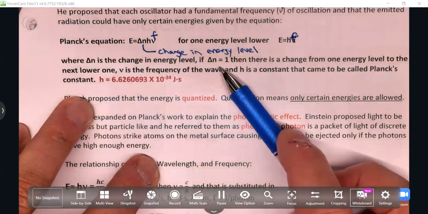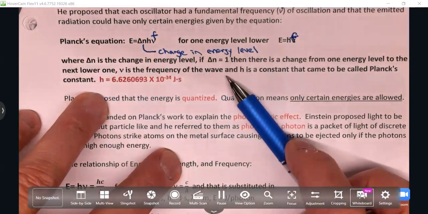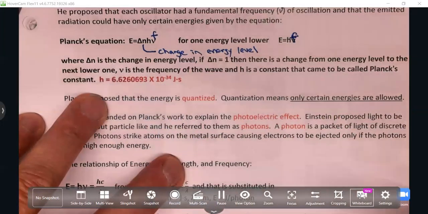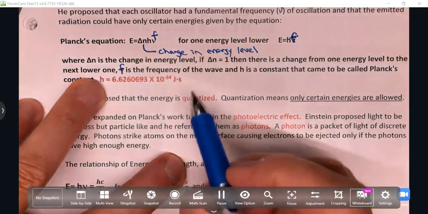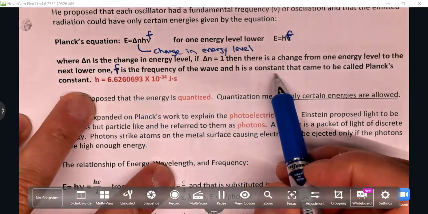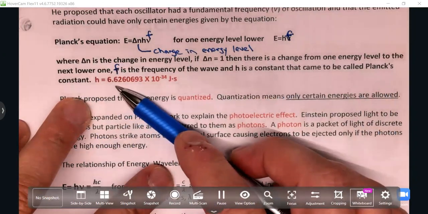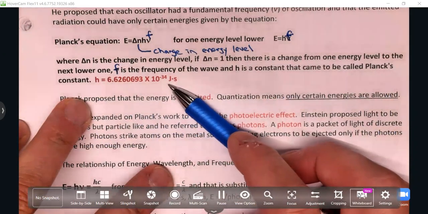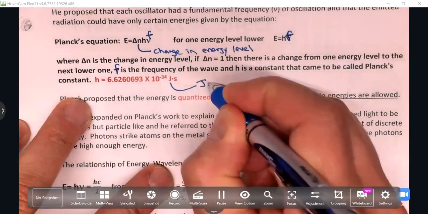If the change in energy level is 1, which means the electron moves up 1 level or down 1 level, there is a change from one energy level to the next lower one, or it can go up. Frequency: F is the frequency of the wave, and H is a constant that came to be called Planck's constant, 6.626 times 10 to the minus 34 joules times seconds. That is energy in joules.